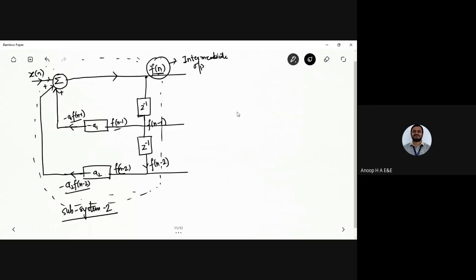So in the same way, this is f of n here. So here what I can write is x of n plus, with a minus a1 f of n minus 1, plus, this is the sum here, plus with a negative minus a2 f of n minus 2. Okay, so this entire thing is f of n. So f of n will be x of n minus a1 into f of n minus 1 minus a2 f of n minus 2.